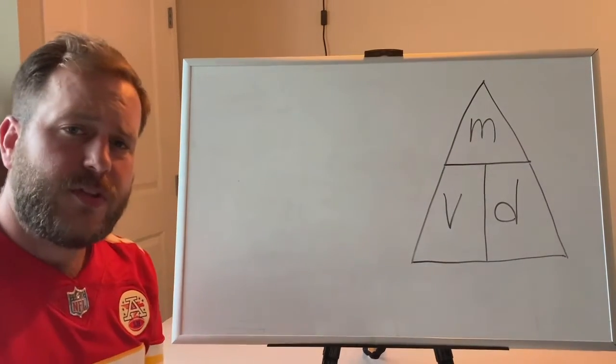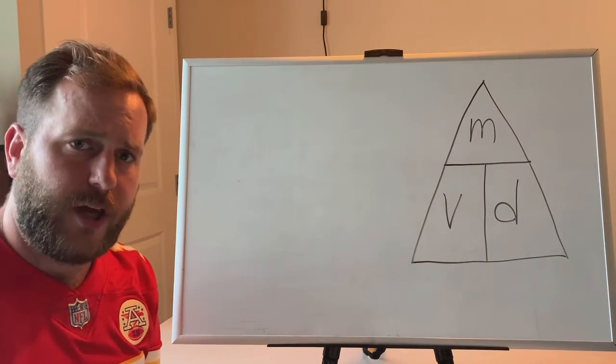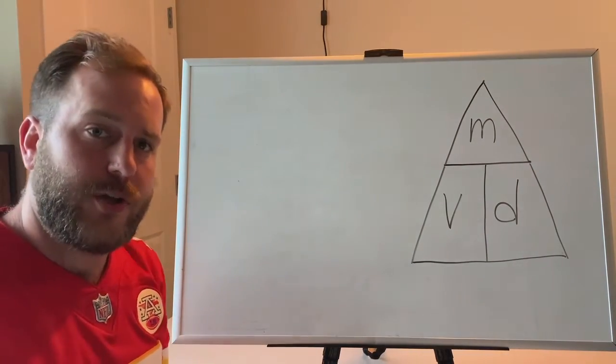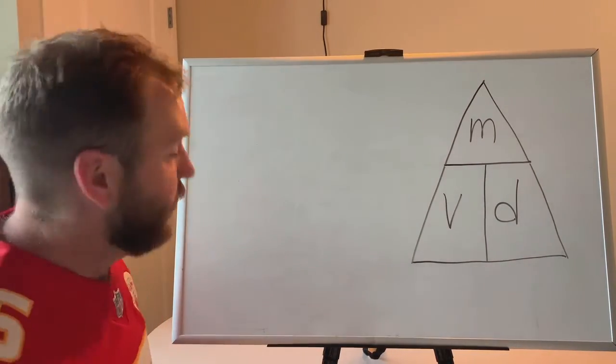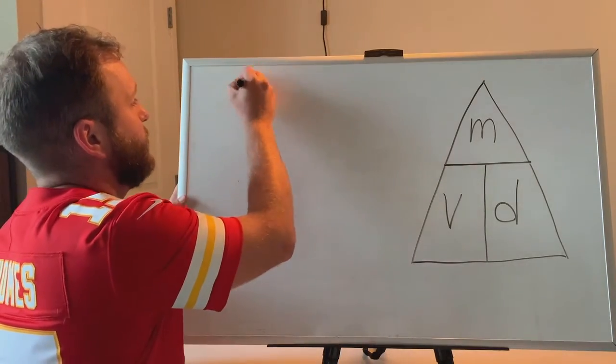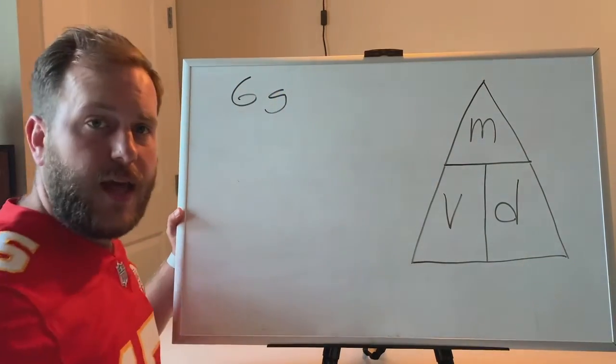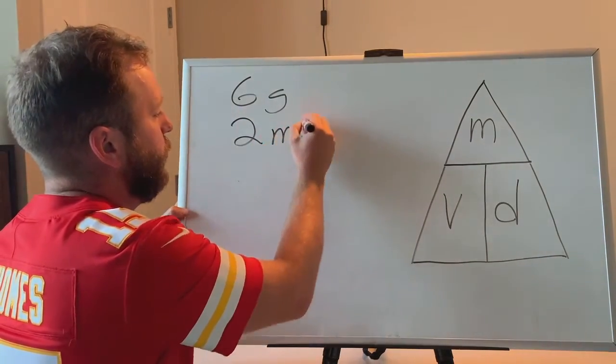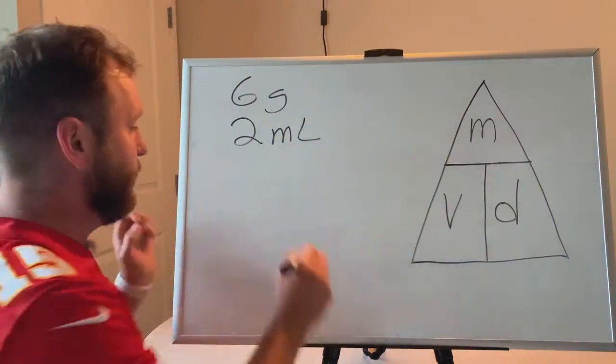Alrighty folks, let's do some practice density problems together. So let's start off and say that you're given the information that a substance has a mass of 6 grams and a volume of 2 milliliters. And it's asking you to find its density.